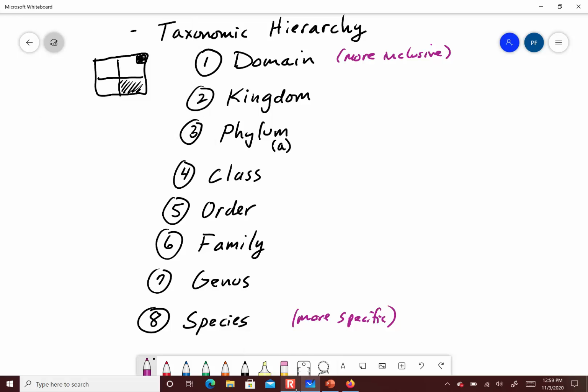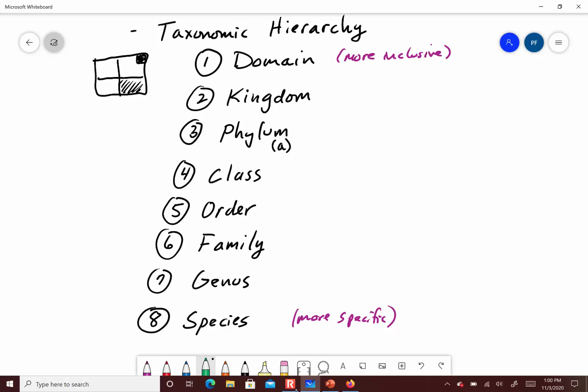All right, so I was saying, think of this from both directions. So think that domains have kingdoms, kingdoms have phyla, phyla have classes, classes have orders, orders have families, families have genera, genera have species. And then also think from the bottom up. If you have a lot of species, that makes up a genus. And if you have several genera, that makes up a family. And if you have several families, that makes up an order. So do it from both directions when you study this.